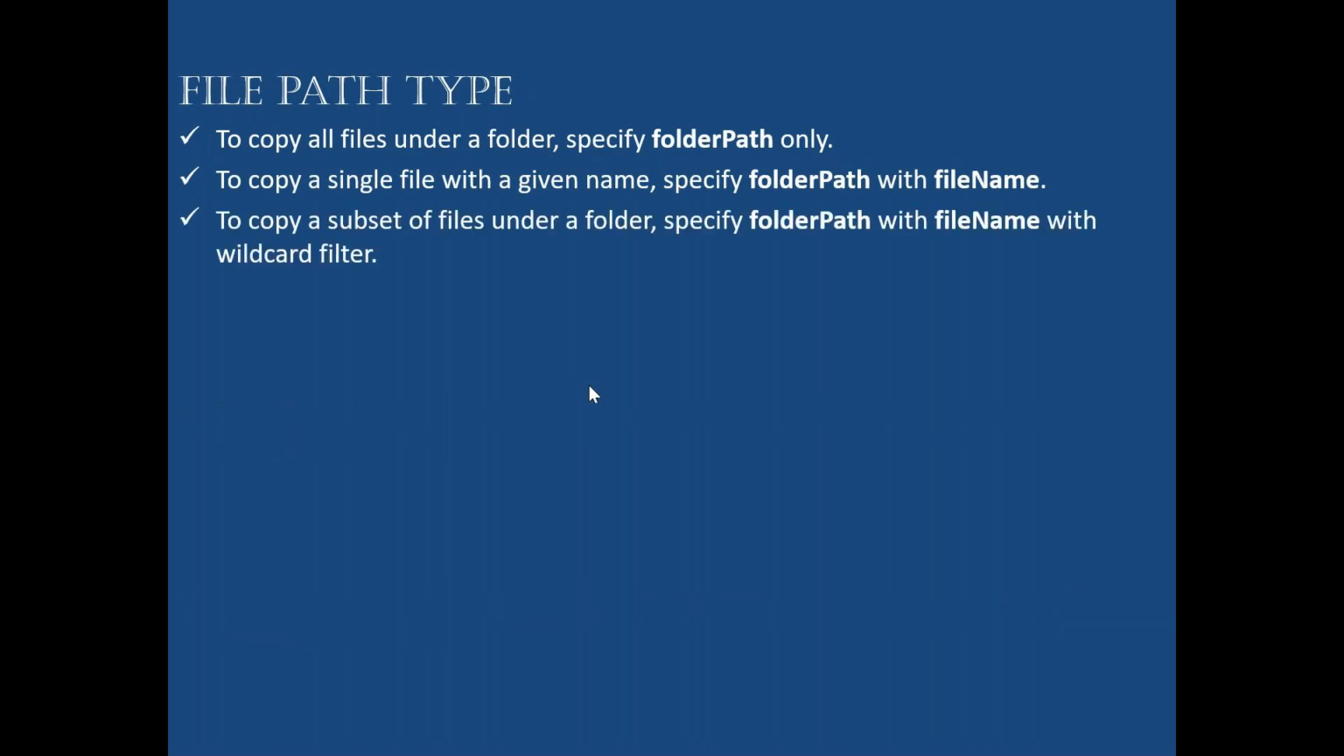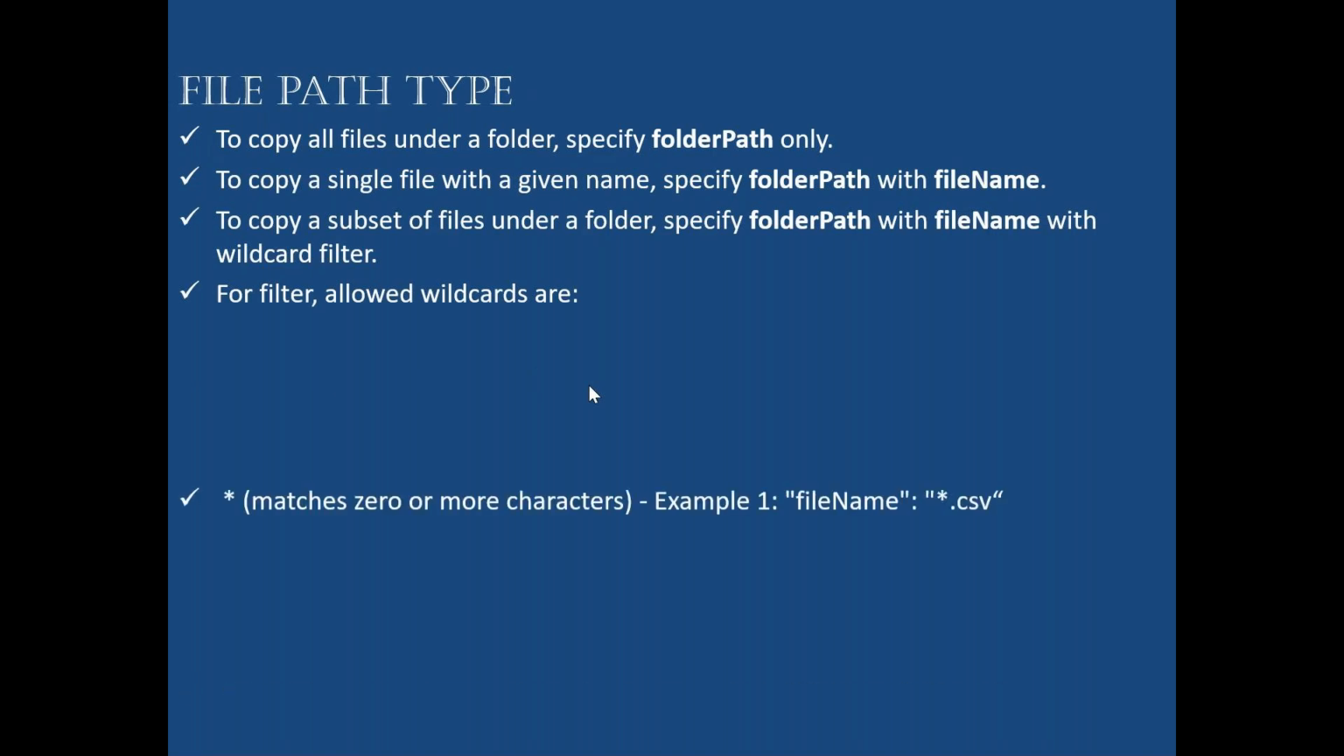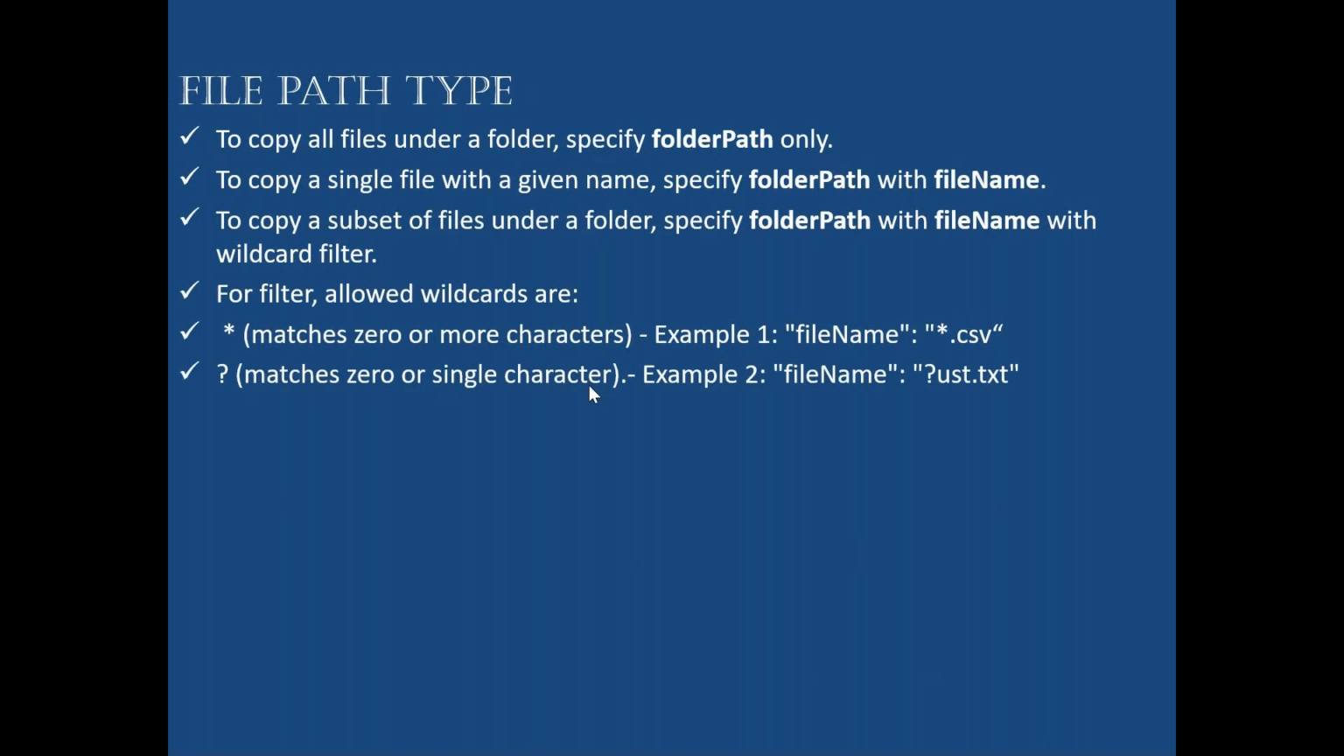So file path type: to copy all files under a folder, specify the folder path only. You know, right? Wildcard file path we will mention to copy all files from a folder. To copy a single file, you need to give the folder path and file name. To copy a subset of files under a folder, subset means specific files, .csv or .parquet, you can use a wildcard filter. For the filter, allowed wildcards are star and a question mark.